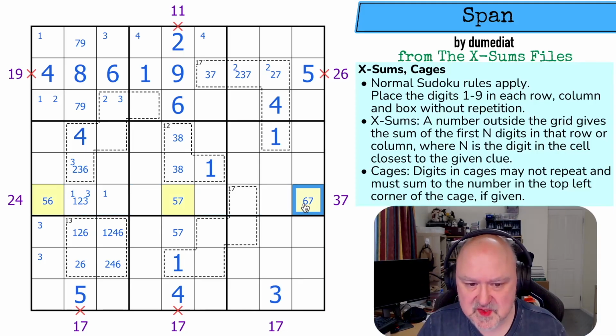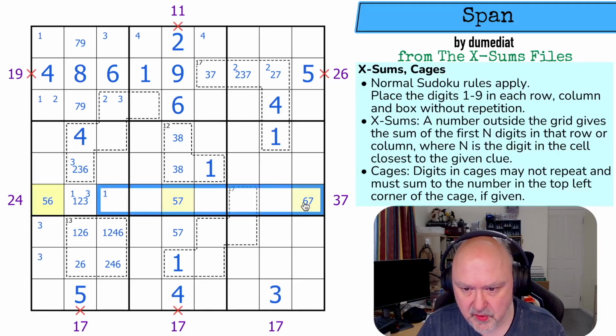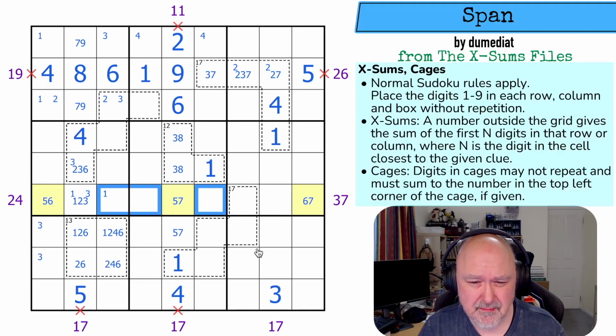So, for example, if this was a 7, this would be a 6. So we'd have 7 covering all of those and a 6 covering all of those. This would be a 5, and those would need to sum to 11. They'd be... which doesn't work.